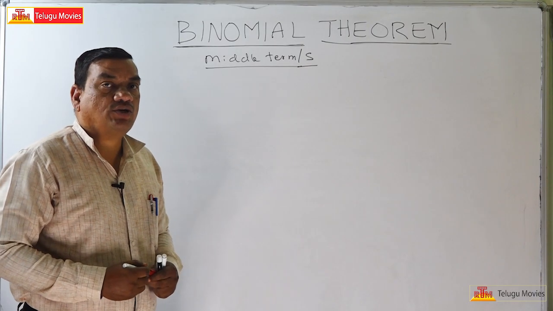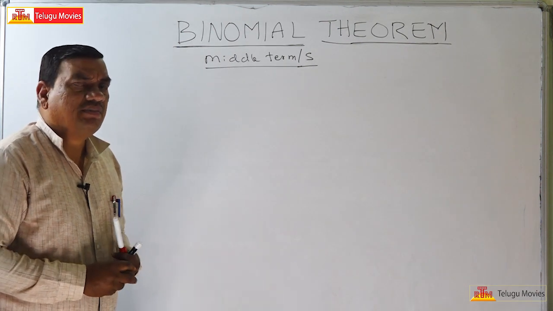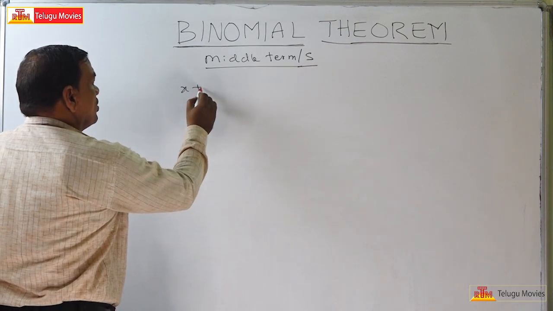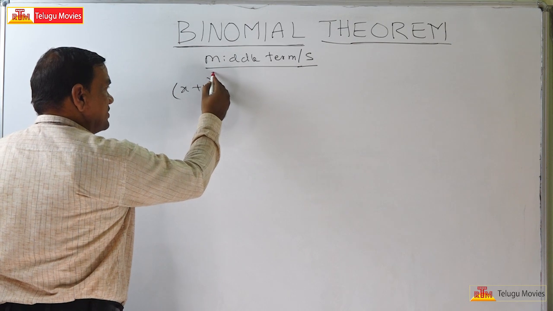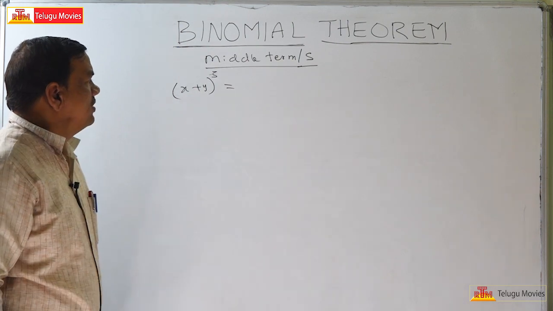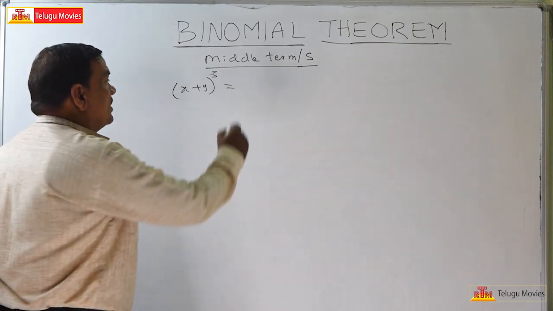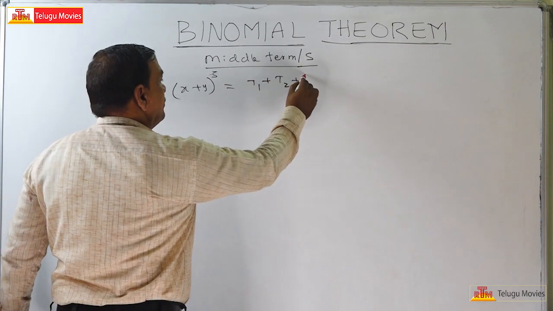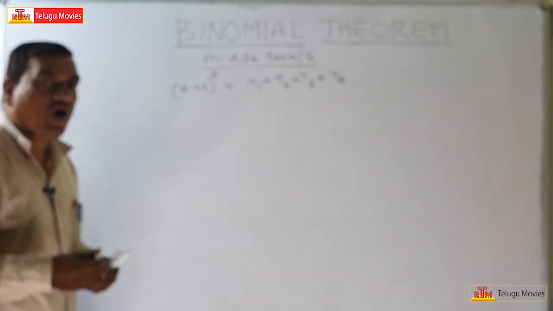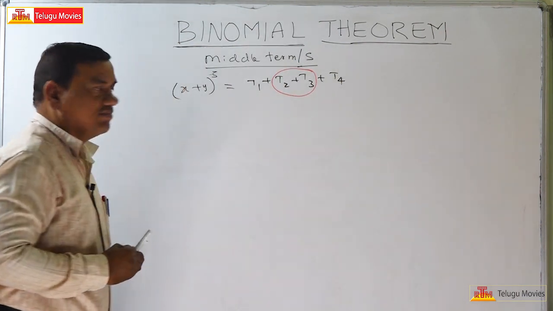Hi students, welcome back to this concept. Now we are going to see the middle term or middle terms. What is the meaning of middle term or middle terms? See here, if you see the expansion of (x plus y) whole power, say for example 3, the total number of terms are 4. Let us call them t1, t2, t3, t4. In these 4 terms, what will be the middle terms? So t2 and t3 will be the middle terms.